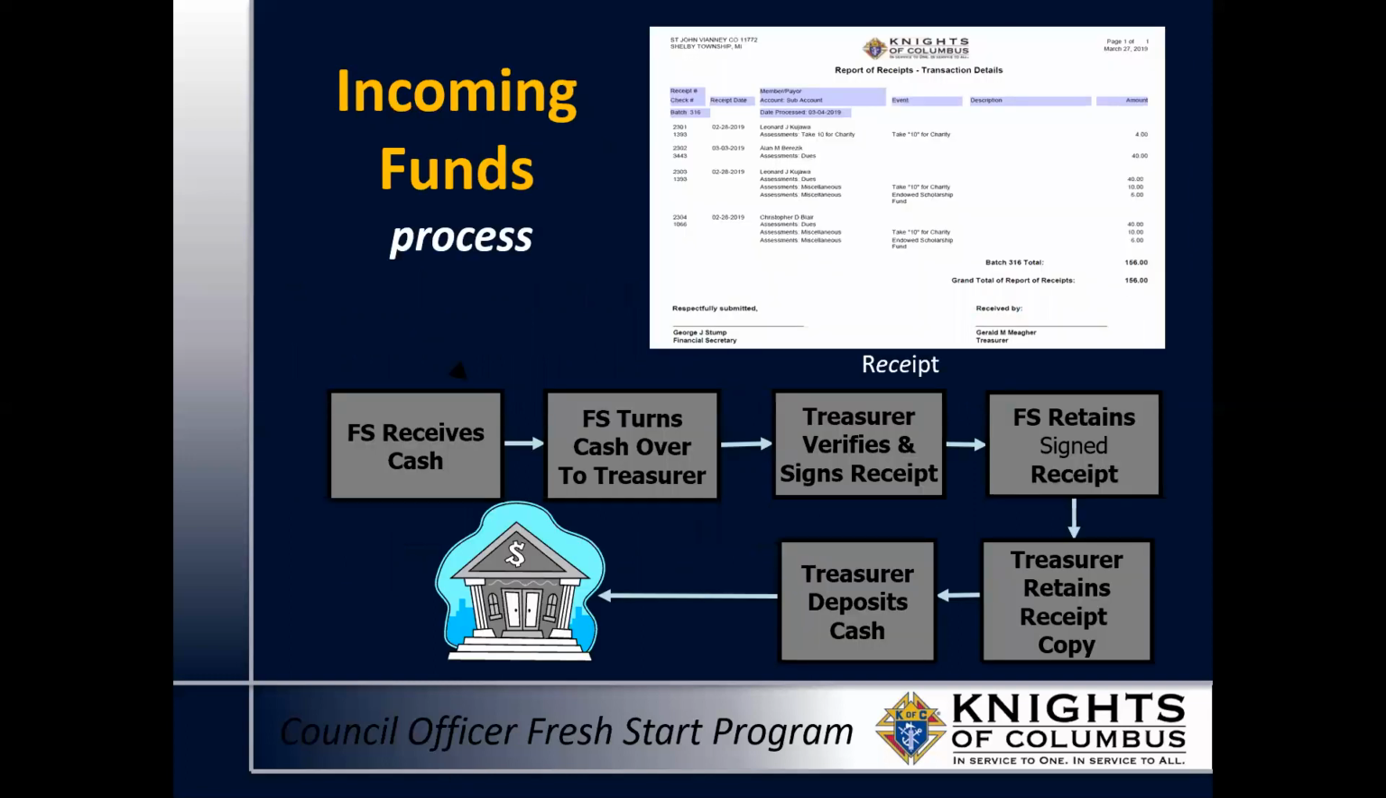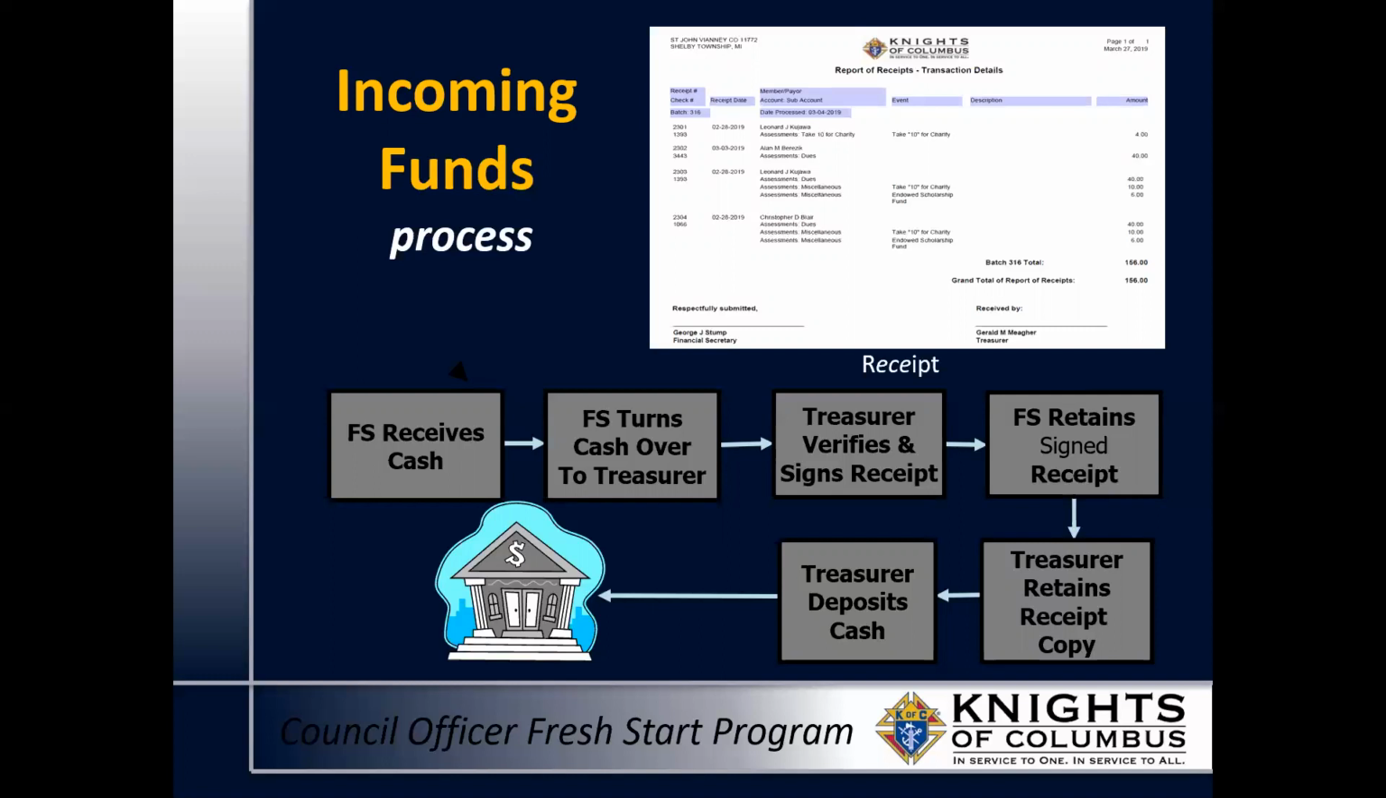Here's a process chart that shows a little bit about the incoming funds. It's very simple. You can see the financial secretary is the one who receives the cash. I know this may not always be true in the councils, but that's the way it's supposed to be done. You're not supposed to have the cash going directly to the treasurer. This is part of, again, the responsibilities to make sure that funds are in sync between the secretary and the treasurer, and the oversight of the funds themselves.